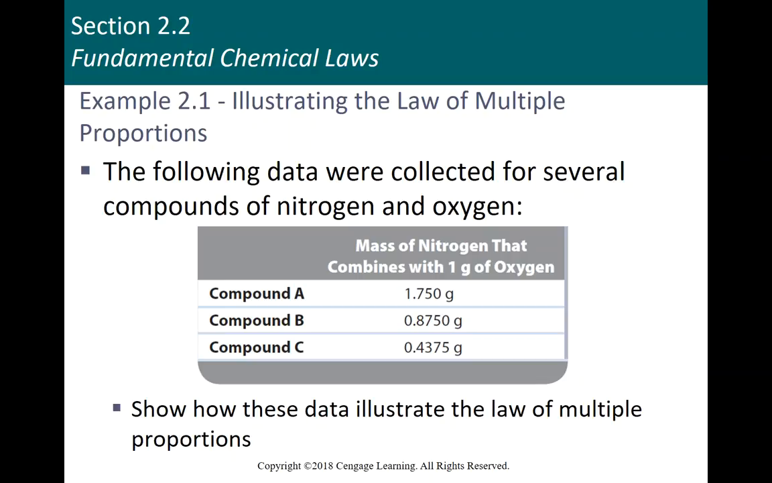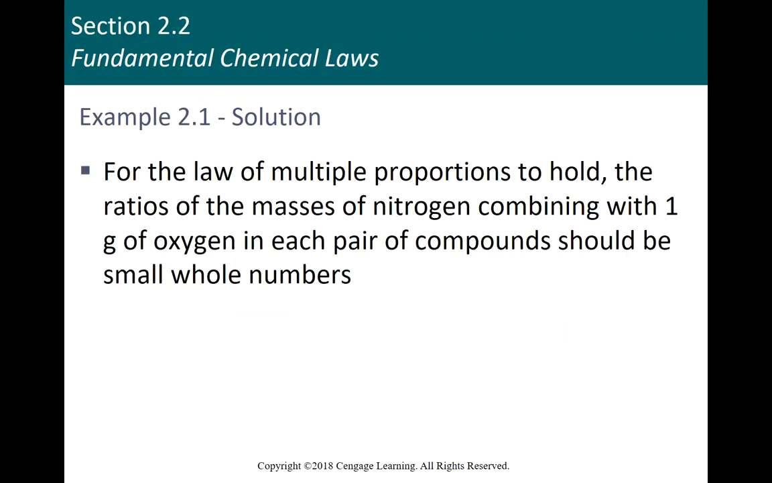So compound A, you have 1.75 grams of nitrogen to 1 gram of oxygen. Compound B, you have 0.8750, and compound C, you have 0.4375 grams. So for the law of multiple proportions to hold, the ratios combining with 1 gram of oxygen in each pair should be small whole numbers.